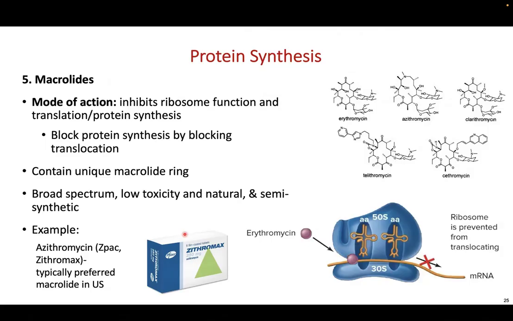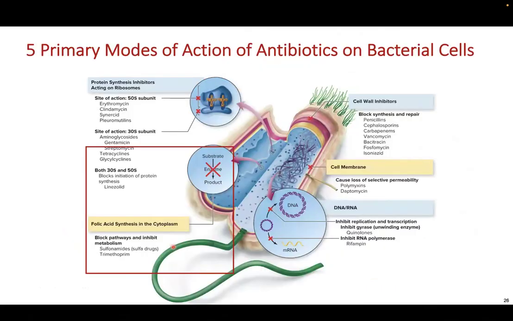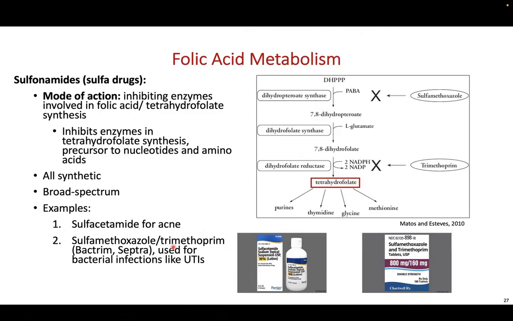And this is also a broad spectrum class of antibiotics. It's actually low toxicity, and it's natural, and we also have the semi-synthetic form. Examples include azithromycin, which is more common when you have problems that need it. So the next one we talk about is the class of antibiotics that target folic acid synthesis in the cytoplasm. So it's basically simple.